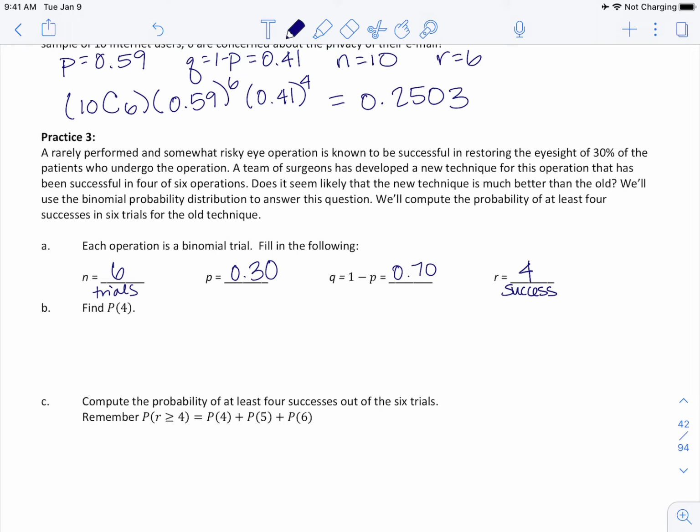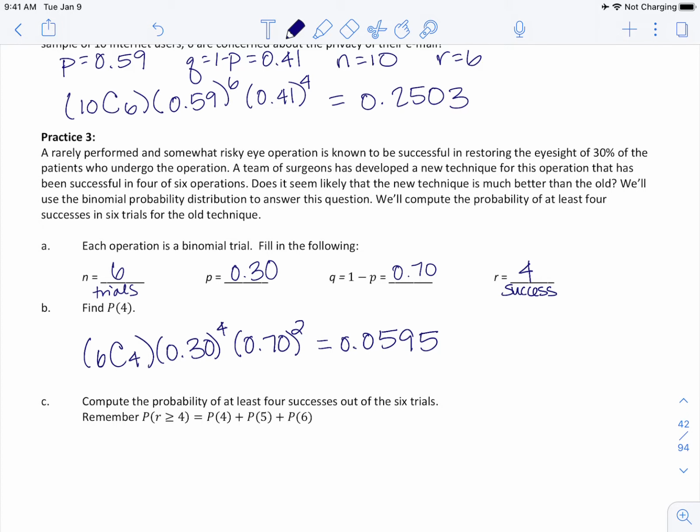Find P of 4. So let's use our formula from above. We have 6C4 times 0.3 to the 4th power times 0.7 to the 2nd power, because if we have 4 successes, that means we have 2 failures. And go ahead and find this, please. Okay, this should come out to give you 0.0595.